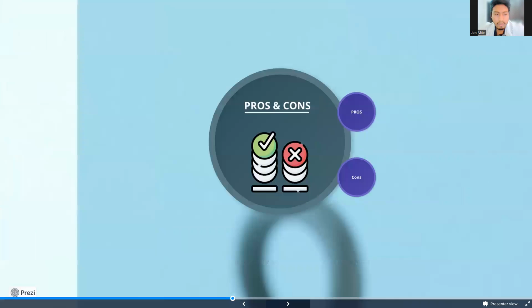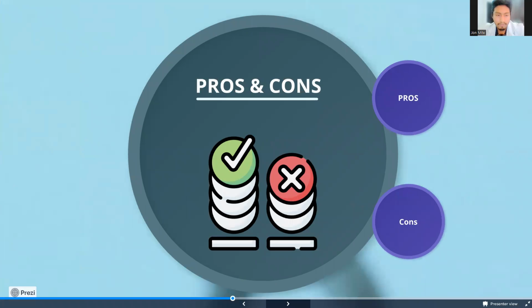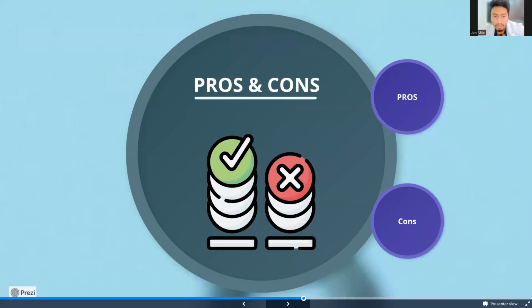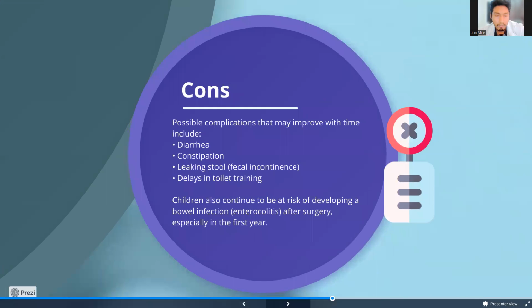Well, now let's talk about the pros and the cons. After surgery, most children are able to pass stool through the anus, and most children with Hirschsprung disease gain weight, grow, and thrive after surgery. Rarely, a child may need a second pull-through surgery. The cons, the possible complications that may improve with time, are diarrhea, constipation, leaking stool, and delays in toilet training. The children may also continue to be at risk of getting a bowel infection called enterocolitis after surgery, especially in the first year.